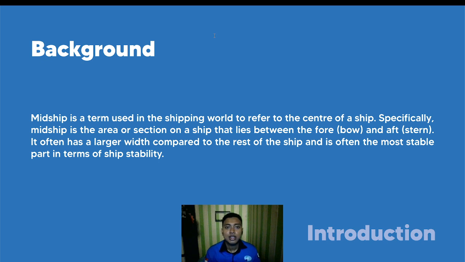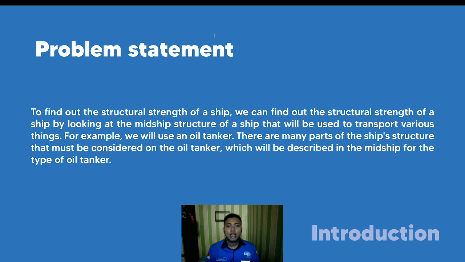So basically, a ship cannot be separated from the urgency of a ship section. The middle part of the ship will affect the calculation of the ship, which can be the stability and the resistance. And also, the structure of a ship is commonly visualized by the midship section. To find out the structural strength of a ship, we can look at the midship structure of a ship that will be used to transport various things.